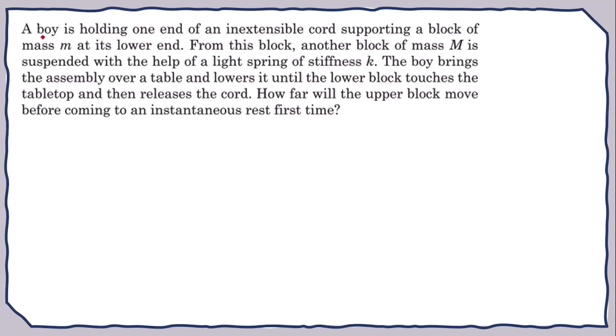So there is a boy who is holding one end of an inextensible cord supporting a block of mass small m at its lower end. So from this block, another block of mass capital M is suspended with the help of a light spring of stiffness K. That means initially the arrangement is like this way. Small m is there and there is a spring fitted with that and there is a capital M. So once I put this capital M with that small m, let us say the natural length is this position. So the block will come down by this much distance.